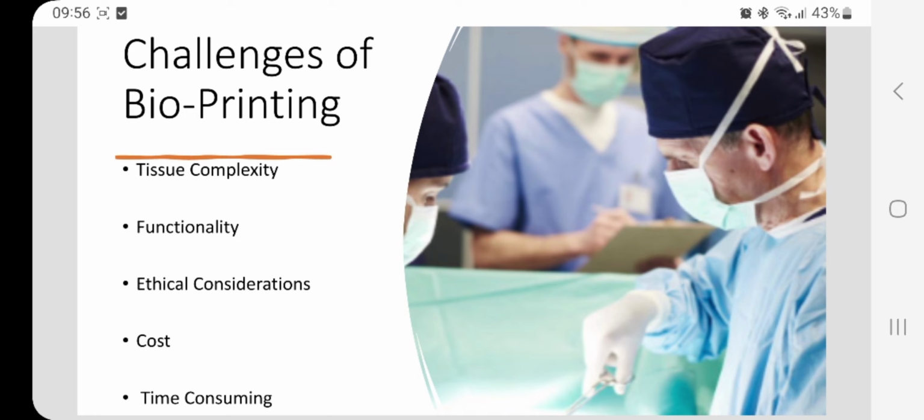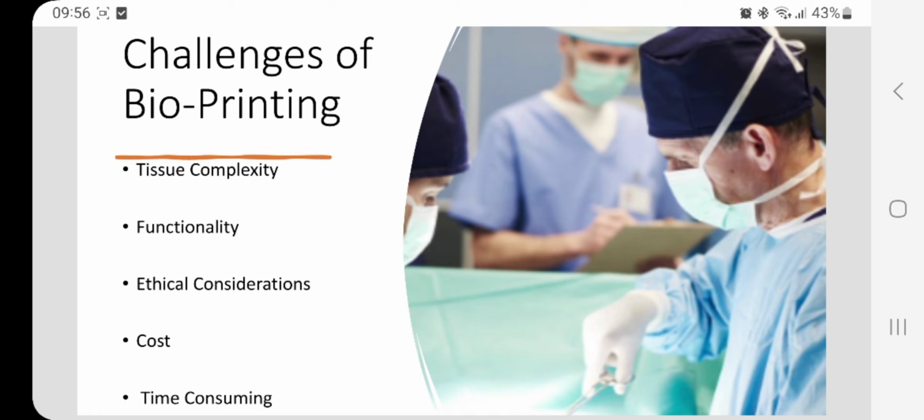Ethical considerations. The ethical impact of bioprinting is a complex issue. Questions about the source of cells and potential misuse of the technology need careful consideration. Ethical guidelines and regulations are essential to ensure responsible and ethical use of bioprinting technology. This can provide that line in the sand that separates the benefits that science has from the things that should be classified under abuse or malpractice.